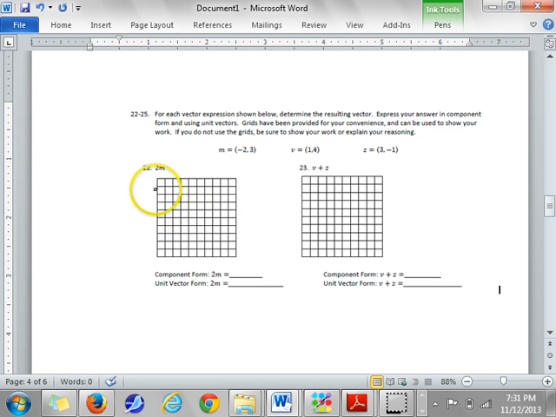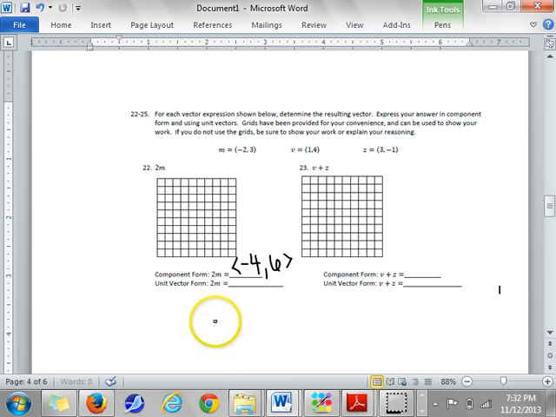Okay, so on this first one, you're supposed to figure out what the component form of 2m would be. You can draw the vector if you want, but you don't have to. You can really just take the components of m and multiply them both by 2. So the component form for this one would be negative 4 and 6.